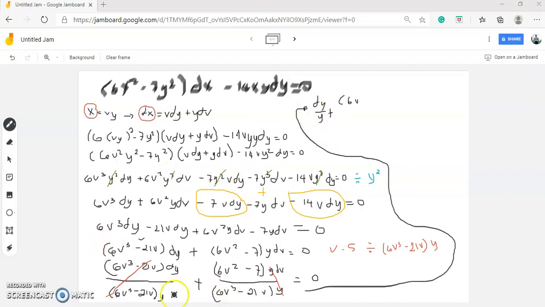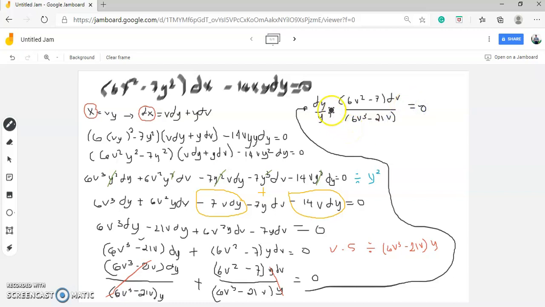From here, what remains in this line is dy over y plus (6v squared minus 7) dv over (6v cubed minus 21v), which is equivalent to 0.